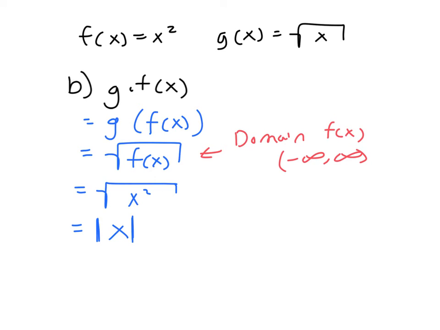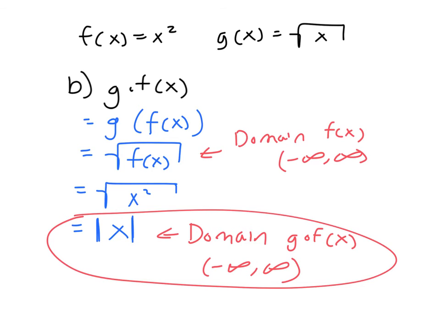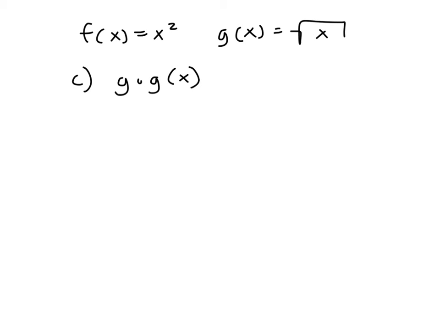Alright, so now what's the domain of this? The domain of g of f of x. Well, we were able to put anything in right here for f, and once we got to this step, there's also no restriction on the domain. You don't have any square root or anything, so once you're here, you don't have any restriction. So the domain would be negative infinity to infinity. And there's your answer.